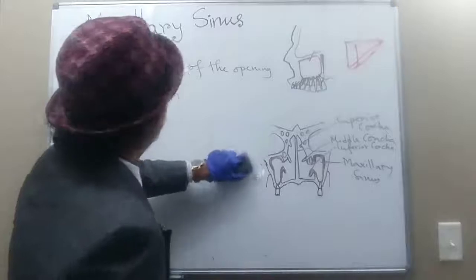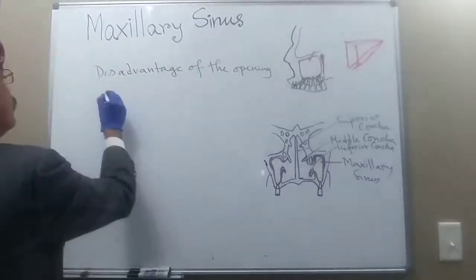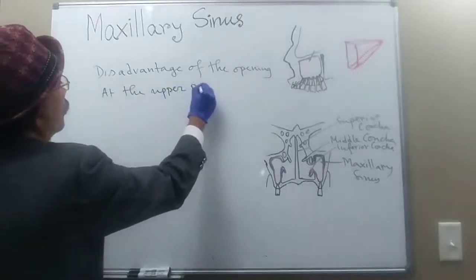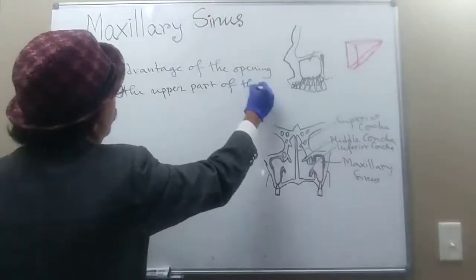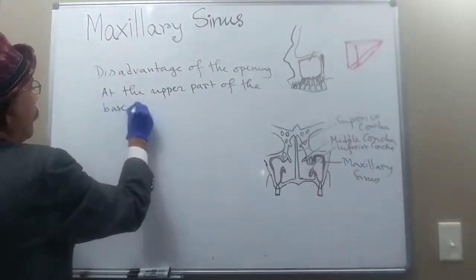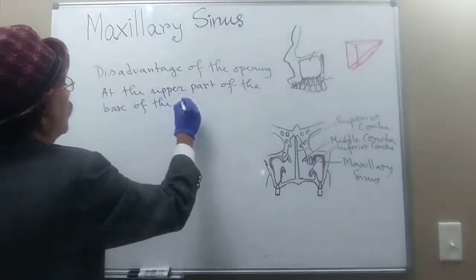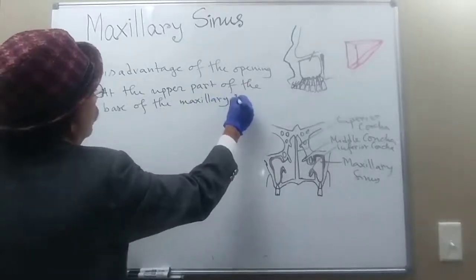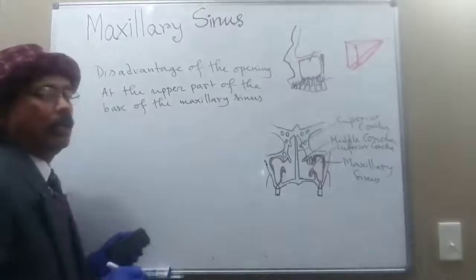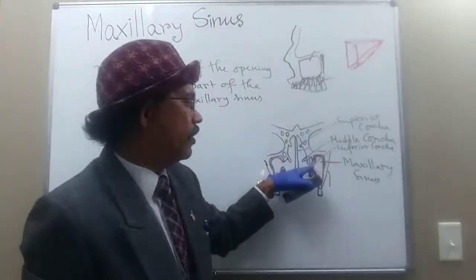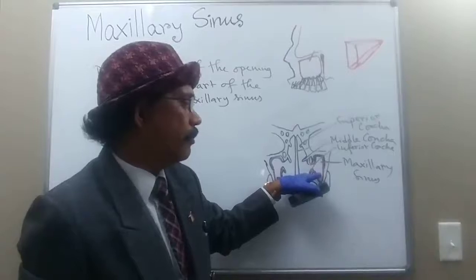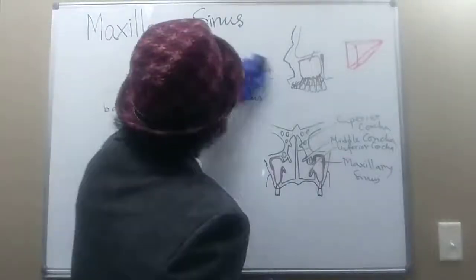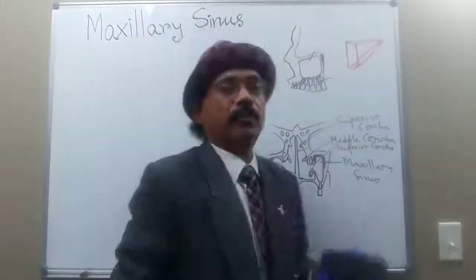Okay, so we got that disadvantage of the opening at the upper part of the base of the maxillary sinus. Okay, so that is an anatomical disadvantage because the opening is here, the base is here, there may be collection of fluid here, and fluid may not be drained properly. Okay, we got that. Now these are the paranasal sinuses.